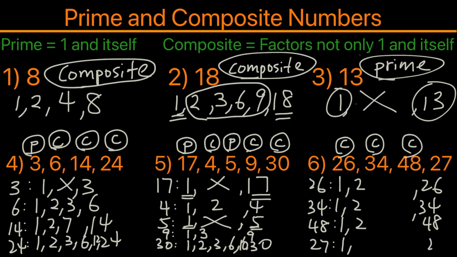27, 1 and 27. 3 works because 3 times 9 is 27, so that's also a composite number. So these 6 examples are how you would find prime and composite numbers. Hopefully this is helpful to you, and thank you for watching.